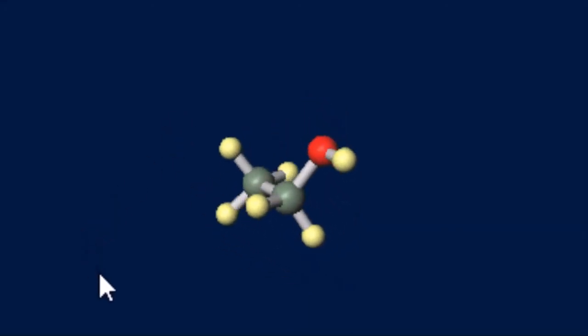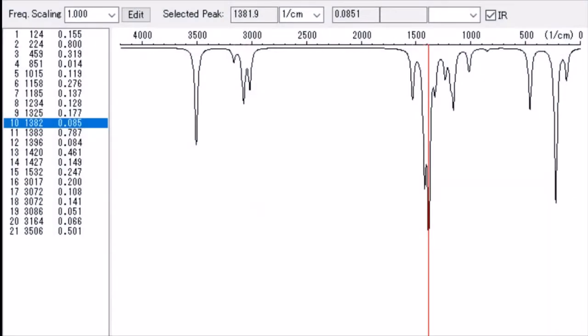It looks like a scissor, doesn't it? Scissoring action. Therefore, it should be a scissoring. These are all deformation or bending vibrations. This is known as scissoring, right? Let me look at a few important peaks.